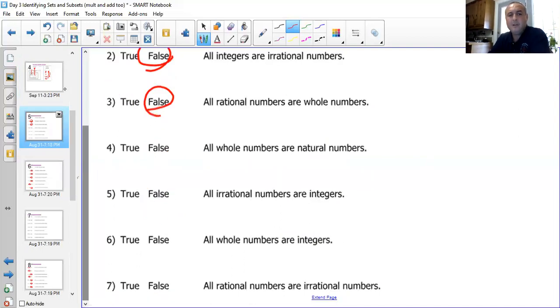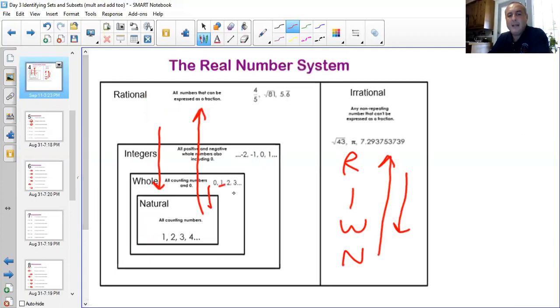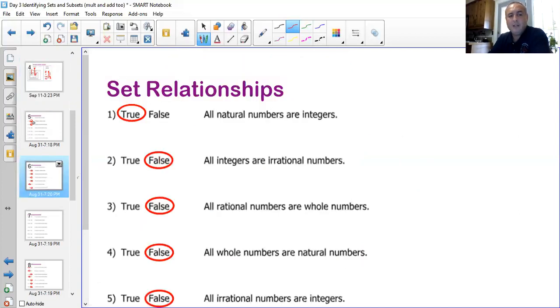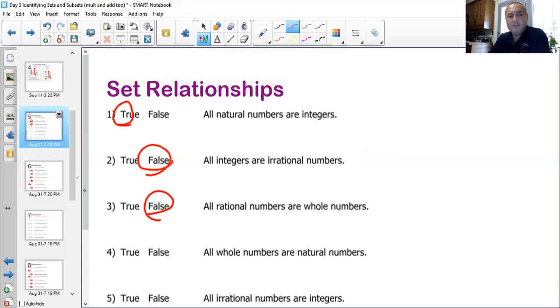All whole numbers are natural numbers. We start here at whole, we go to natural, it's going down again. Whole to natural, it's going down. That means that it is going to be false.